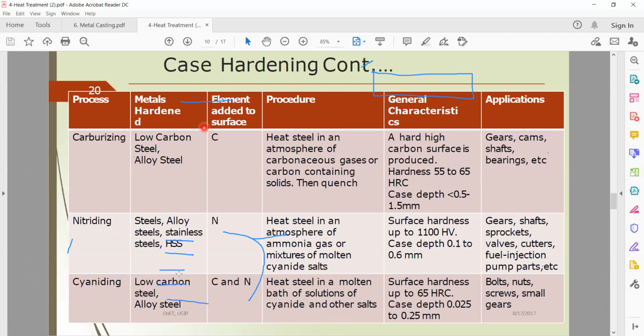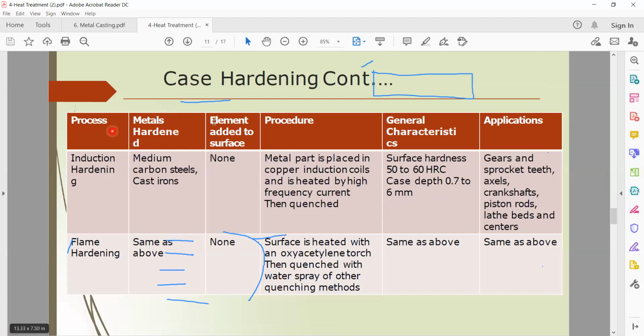So in these three processes, the common thing is that you are adding an element to the surface of the metal. In this case carbon, in this case nitrogen, in this case carbon and nitrogen. Okay, that means carburizing, nitriding, cyaniding, right? But there are two other types of case hardening process available. In these two types, you are not adding any element to the surface, right?